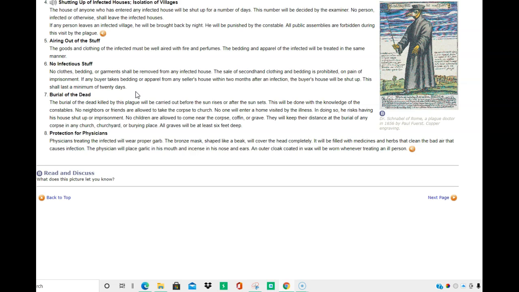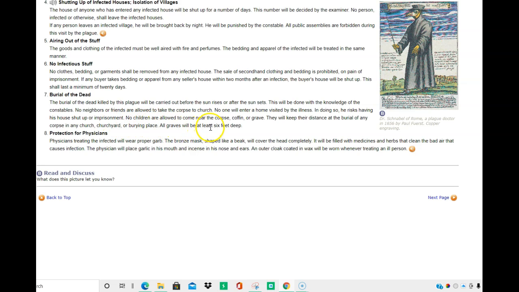7. Burial of the dead. The burial of the dead killed by this plague will be carried out before the sun rises or after the sun sets. This will be done with the knowledge of the constables. No neighbors or friends are allowed to take the corpse to church. No one will enter a home visited by the illness. In doing so, he risks having his house shut up or imprisonment.